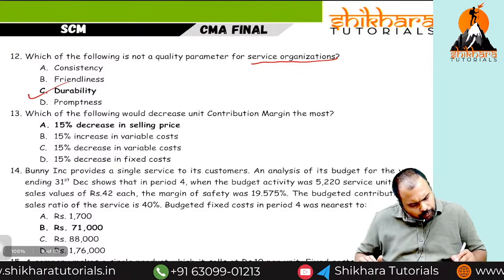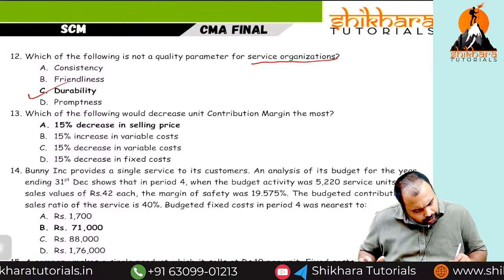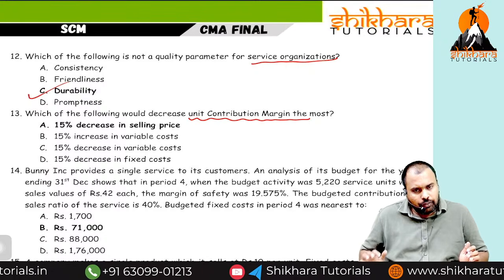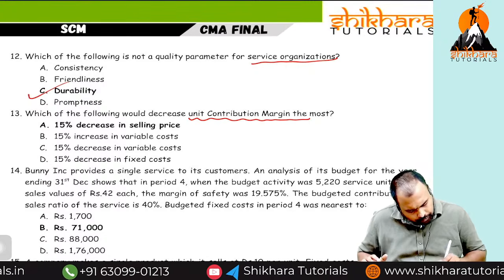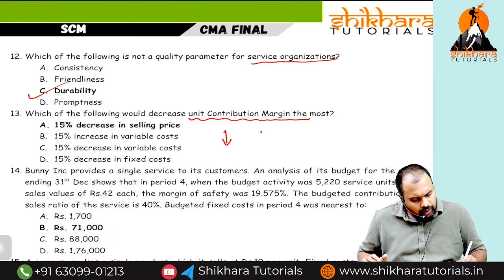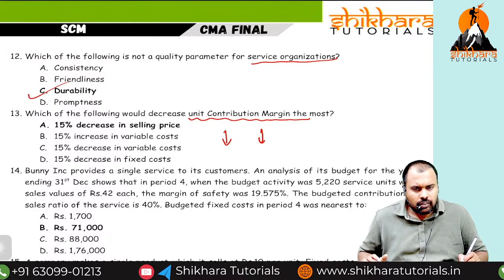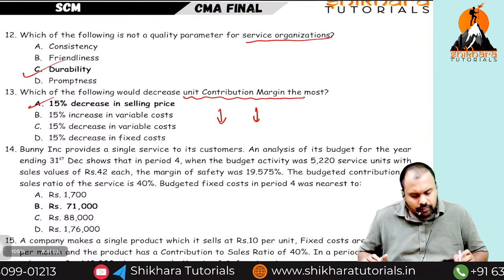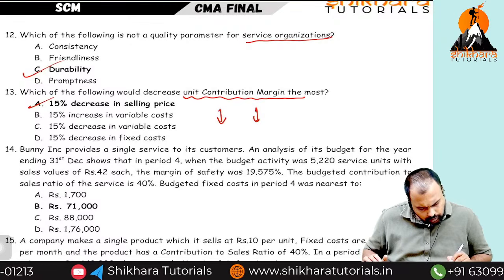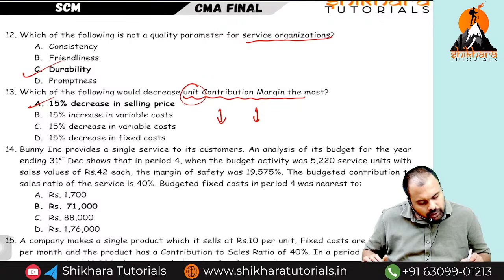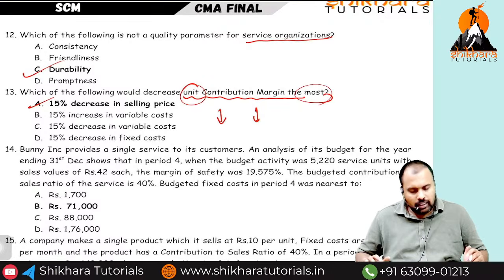Now, which of the following would decrease unit contribution margin? They are saying a 15% decrease in selling price. Obviously, if selling price decreases, contribution margin also decreases. So A should be the answer. If variable cost increases, which of the following would decrease unit contribution margin the most, they are saying. Let us solve that one.